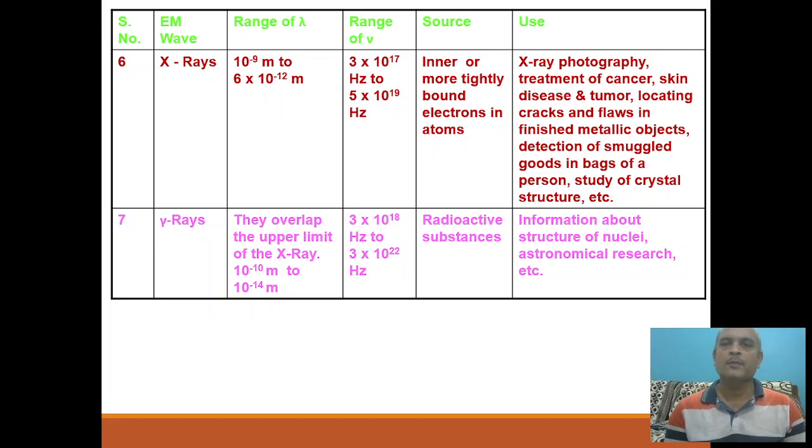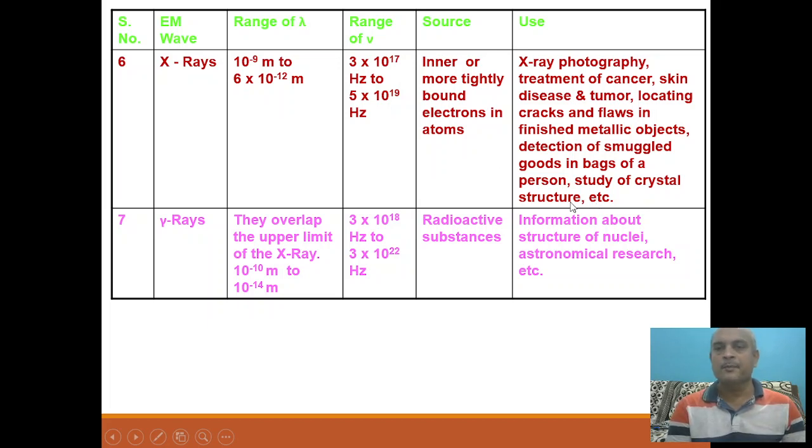X-ray can also be used for security checks in airports or very sensitive zones. Without opening the bags, we can check the material placed inside the bags. It can also be used to check crystal structure, like the purity of diamond, cracks in diamonds, and also cracks in gems.